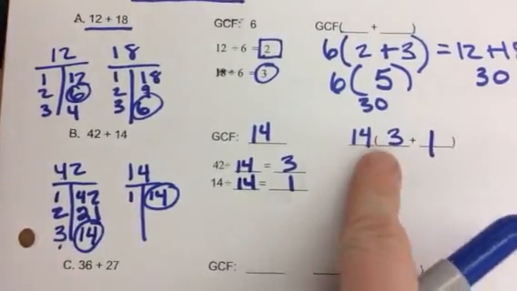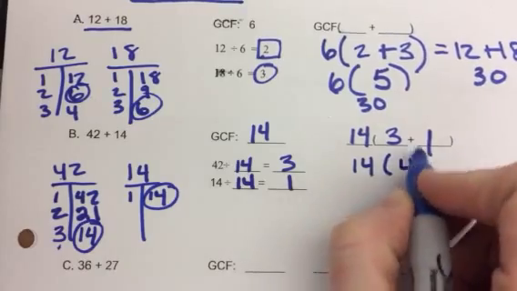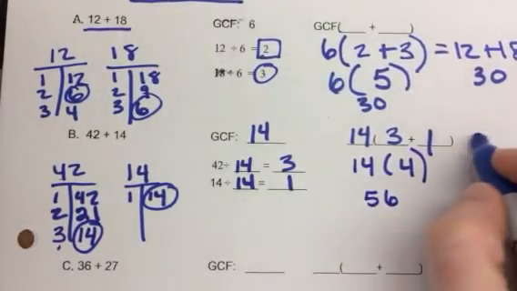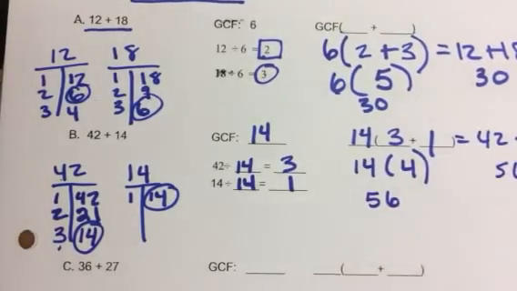Okay, so both these expressions should be equivalent. You can double check that by doing 14 times 4, which is 56. If you did 42 plus 14, you would get 56 as well.